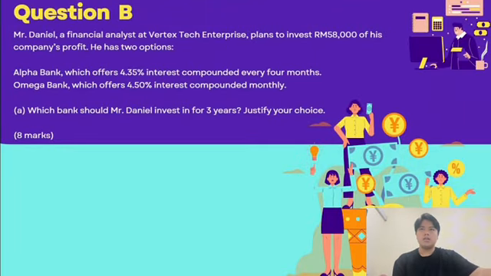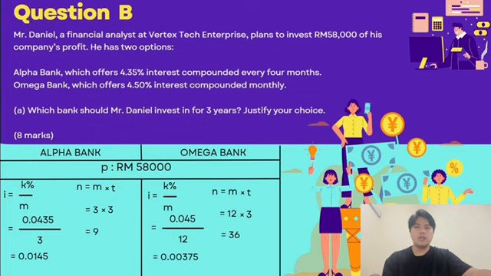Next, question B. First, extract all the important information. 58,000. So for Alpha Bank, I is equal K over M. K is 0.0435. M is 3 because it compounded every 4 months. So I is 0.0145, and N is equal M times T. So M is 3 times T of 3, because it's 3 years. So you will get 9.